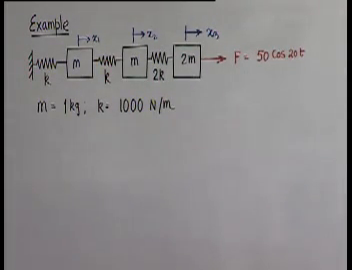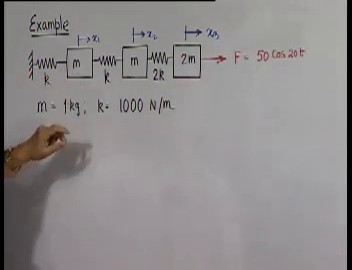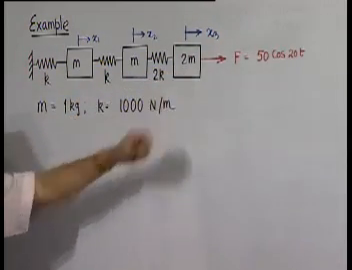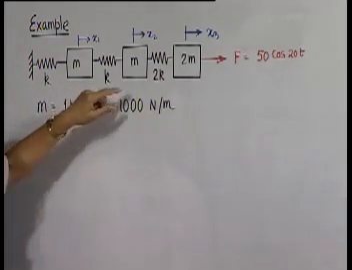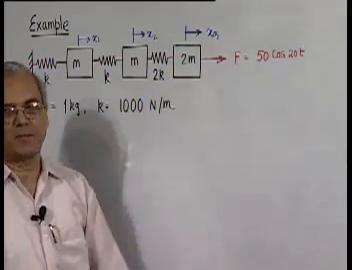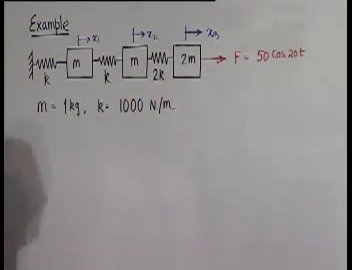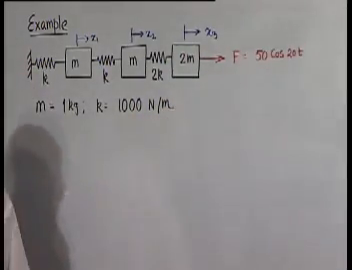So this is the problem let us solve. There are 3 masses connected by 3 springs. This is 1 kg, this is 1 kilogram, this is 2 kilogram. This spring is 1000 Newton per meter, this is 1000 Newton per meter, this is 2000 Newton per meter, and mass 3 is being acted upon by an external force which is 50 cosine 20t. So the forcing circular frequency is 20 radians per second, and the magnitude of the exciting force is 50 Newton.